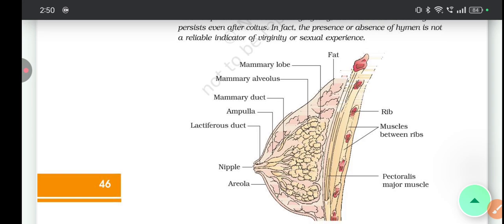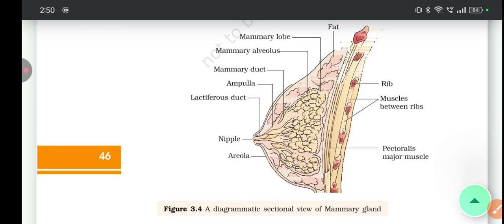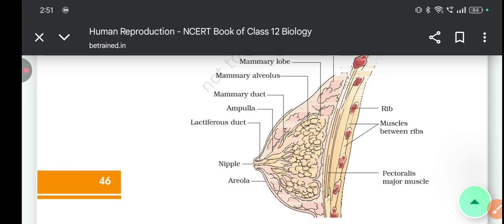Okay, it's the figure of the female breast. You can see how the nerves and the ducts are connected in order to produce the milk. So make sure to study it in detail.